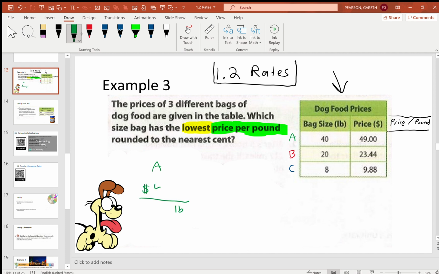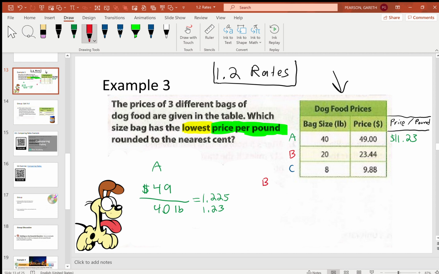So option A has a $40 price. Oh, sorry, I messed that up. You see how easy it is to mess up? It has a $49 price, and it has 40 pounds. Now, using a calculator, which you are allowed for this problem, you can just go ahead and do 49 divided by 40. It gives you 1.225, which we can just go ahead and round up to $1.23. So this one costs $1.23. Yeah? Let's move on to example B.